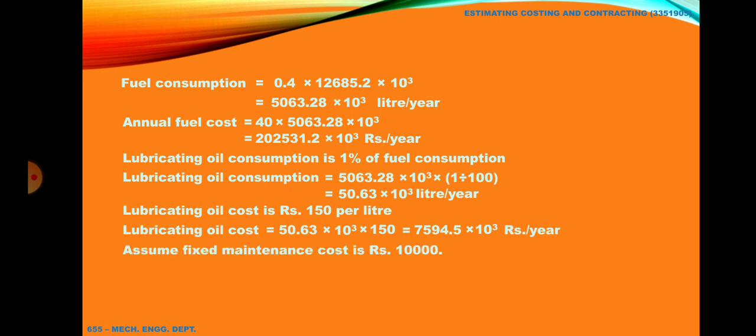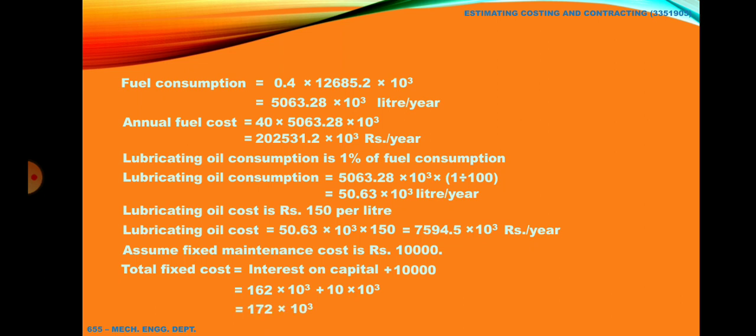Now assume fixed maintenance cost is rupees 10,000. So total fixed cost equals interest on capital plus fixed maintenance cost, which is 10,000. Interest on capital we have is 162 into 10 raised to 3 rupees, plus 10 into 10 raised to 3. We can write 10,000 in this form. So it is equal to 172 into 10 raised to 3 rupees per year.